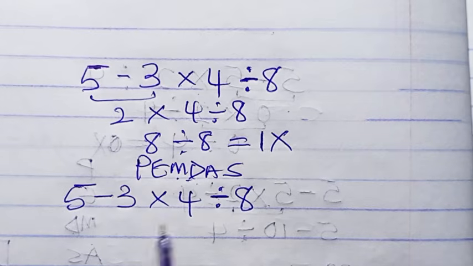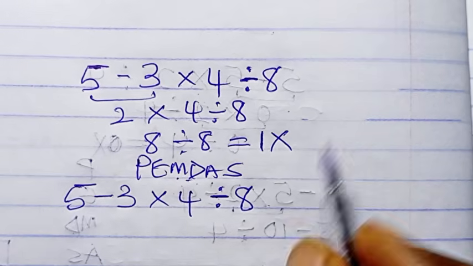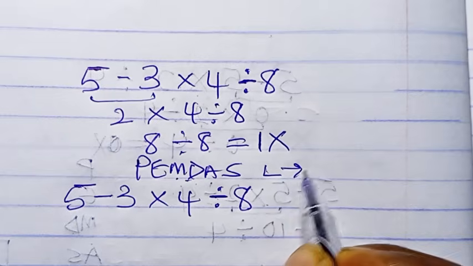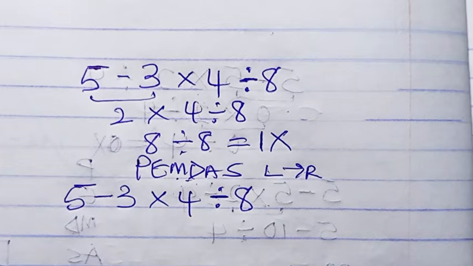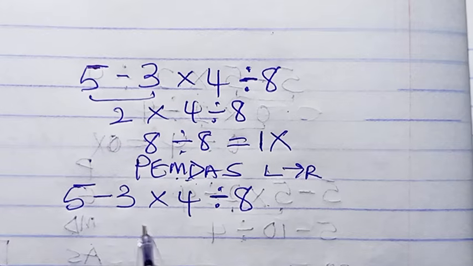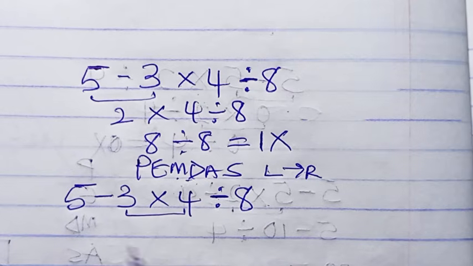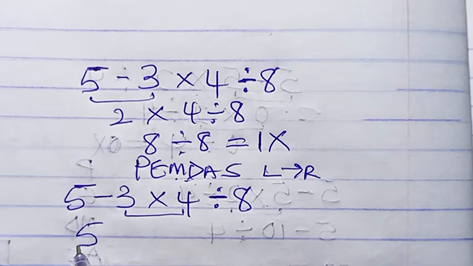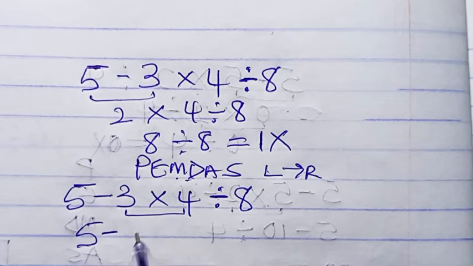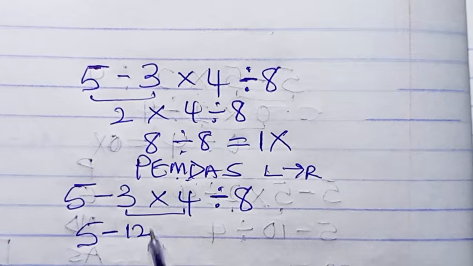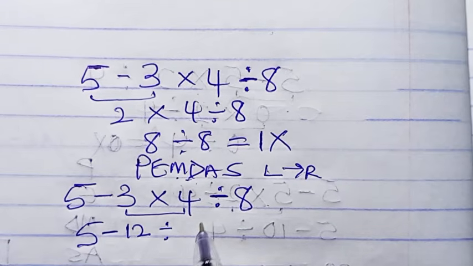So according to PEMDAS, we have to do multiplication first because we are solving this question from left to right. So whichever of the operator comes first, that is what you have to solve first. So we have to solve multiplication first, which is this. So let's bring our 5 down. 5 minus 3 times 4 is going to give us 12 divided by what? 8.